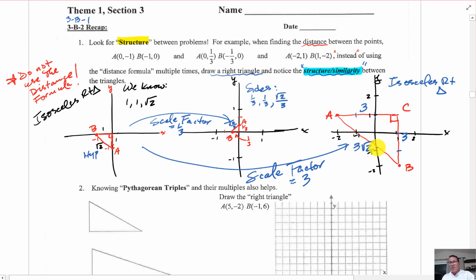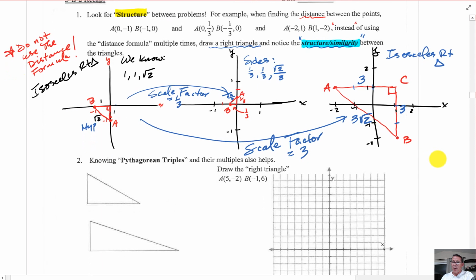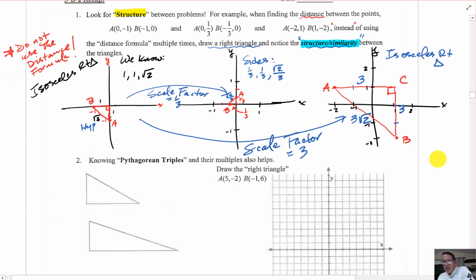And notice in all 3 of these examples, guys, I didn't use the Pythagorean theorem. I didn't use the distance formula. I used one fact from prior knowledge. We knew that the isosceles right triangle with legs equal to 1 has a 1, 1, root 2 ratio. And then we looked at similarity in structure to determine the other 2. And that's a major important theme in MRWC. You got to be able to see the structure between things.